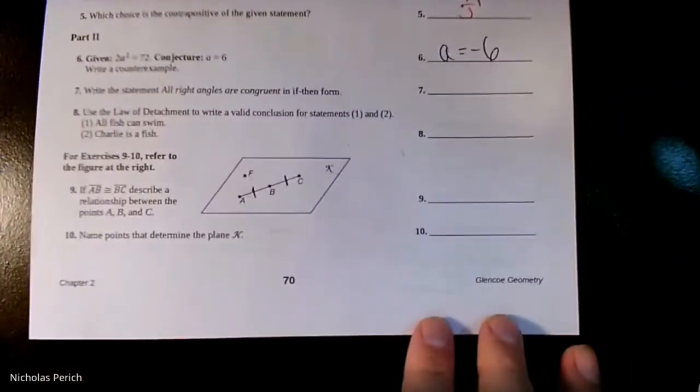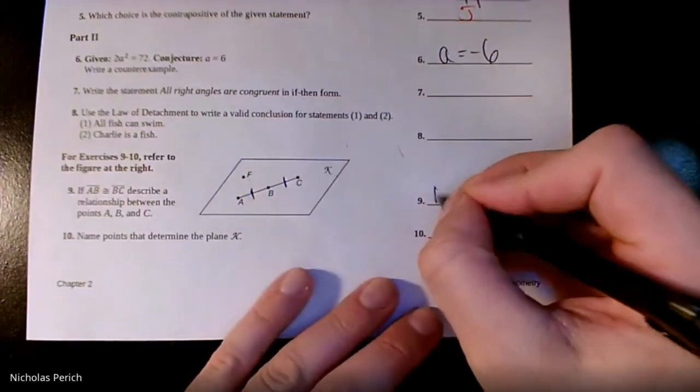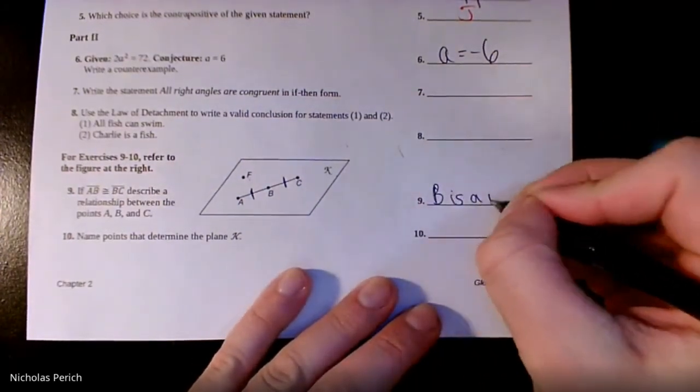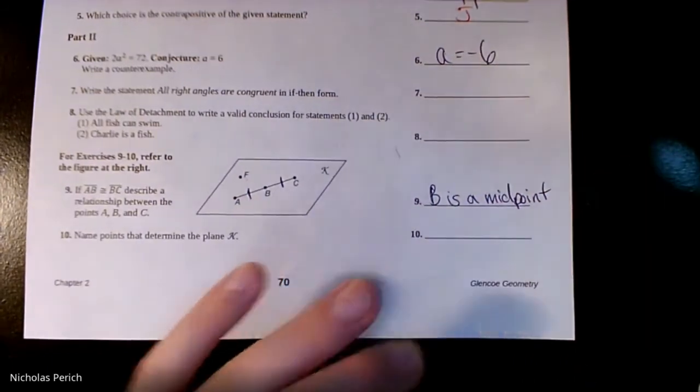I want to see one word in the chat. We've done problems like this so many times. Just give me one word that would tell me a relationship between these guys, specifically B. One word. Midpoint. B is a midpoint. Very good, Santi. Santa Claus.